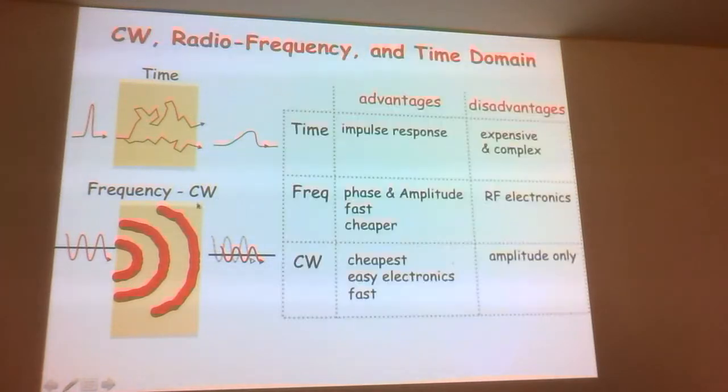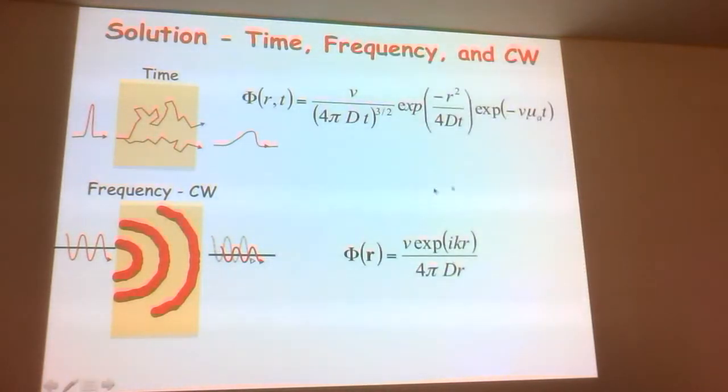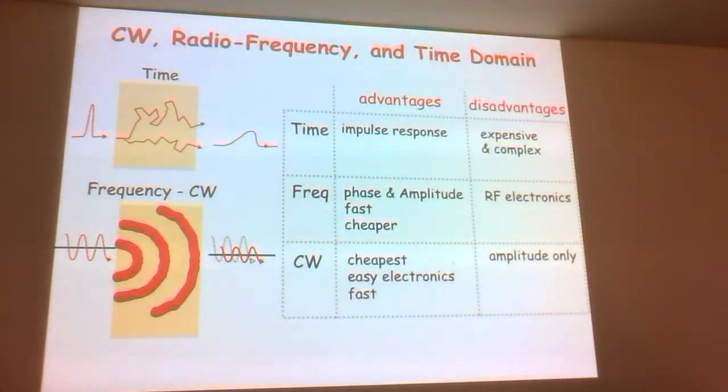In CW, or the frequency domain, the solution is even simpler. It actually kind of has the form of a spherical wave that's propagating outwards from your source that is exponentially damped, actually, because this K here is complex. And I'll come back to that in a minute.